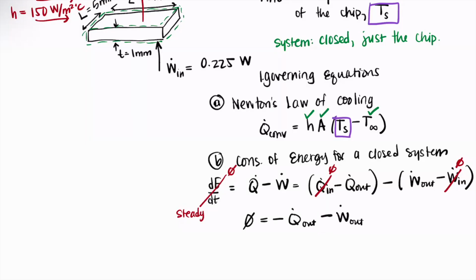Oh, wait, we have work in, not work out. Sorry. No one stopped me. That was a test. I'm just kidding. Sorry about that. Okay, we only have W dot in, not W dot out, right? So it's plus W dot in.